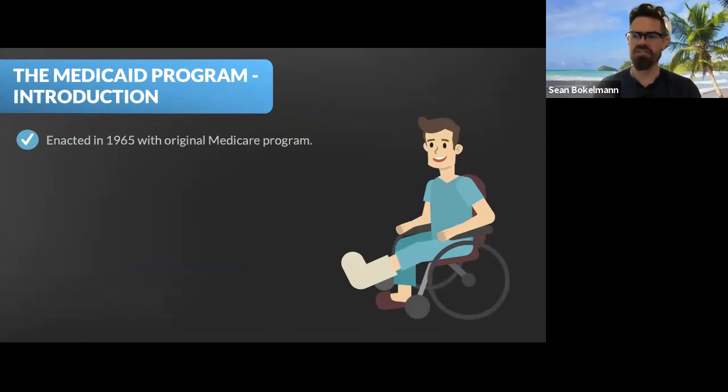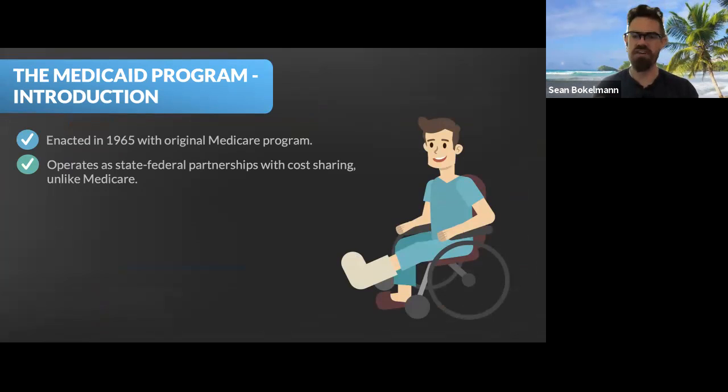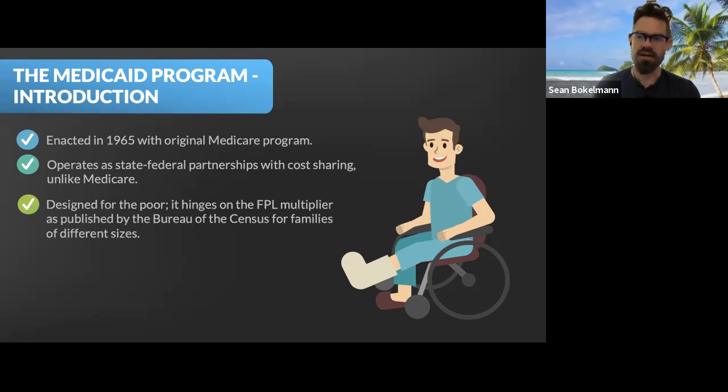So Medicaid was introduced at the same time as Medicare in 1965, but it operates a little bit differently. The way that it operates is with state-federal partnerships that involve cost sharing, which is very much unlike Medicare. Medicare is a purely federal system. States are not involved in any way, and there's not any cost sharing between states and the federal government. And it's designed primarily for low-income people, and it hinges on the federal poverty line multiplier that is established by the Bureau of the Census for families of different sizes.